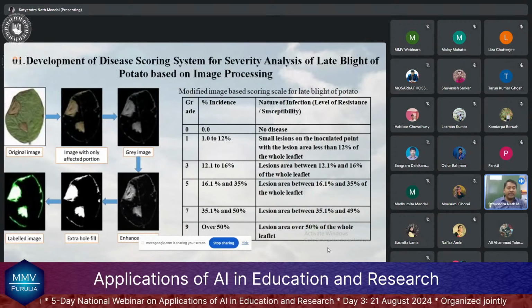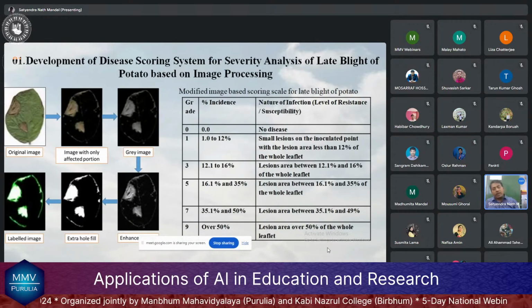In agricultural sciences, they mark the intensity of the disease. Intensity means the state of the disease. They mark it as stage 0, stage 1, stage 3, 5, 7, 9, or some of them give 1 to 10, based on the area affected. Now, the problem is that they estimate the intensity of disease through eye estimation.